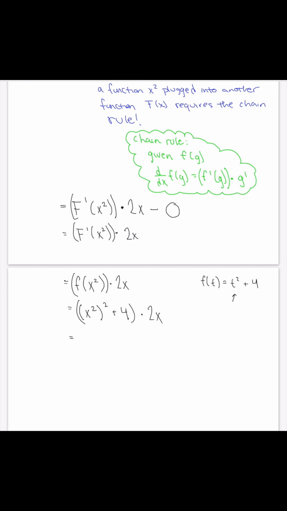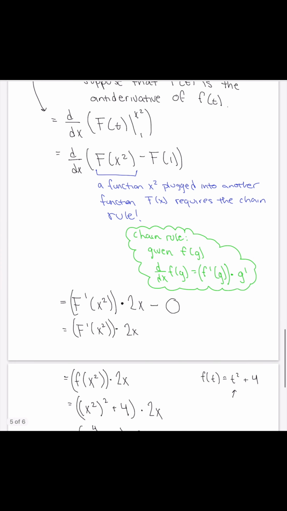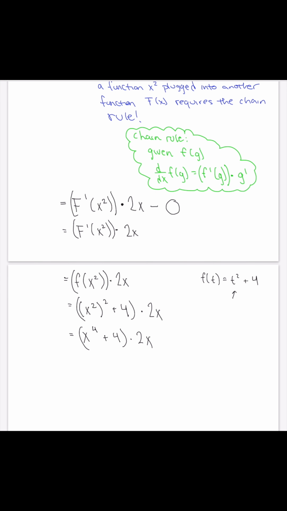And then x squared squared, remember, if you raise a power to another power, you multiply. So it's x to the 4 plus 4, all times 2x. I can distribute the 2x, but I'll just leave it like this. So this is the final answer.